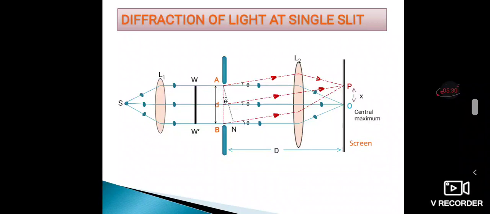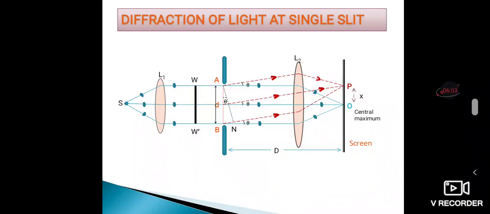Whether this point P has maximum intensity or minimum intensity depends upon the path difference. At O, which is equidistant from them, the path difference is 0, therefore constructive interference takes place and we get maximum brightness. But in the case of point P, a path difference is there. So because of the path difference, is the intensity maximum or minimum?